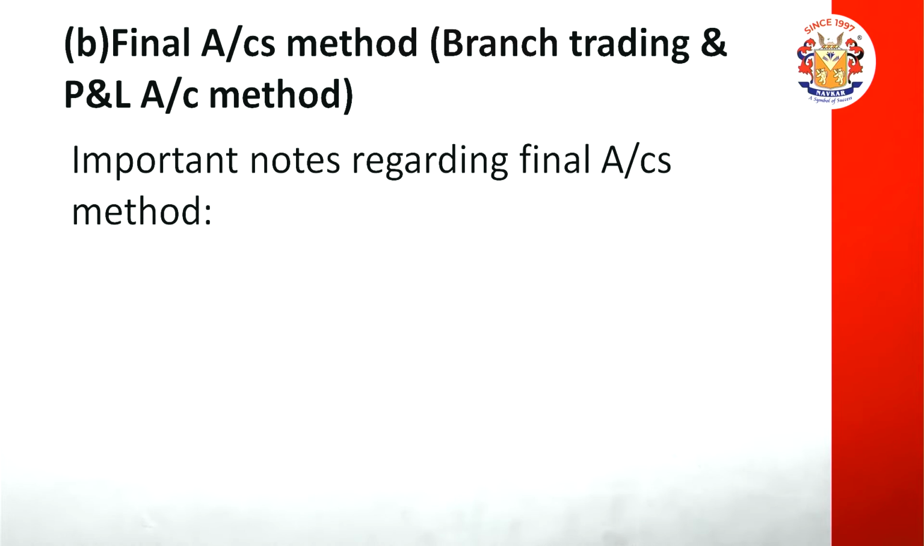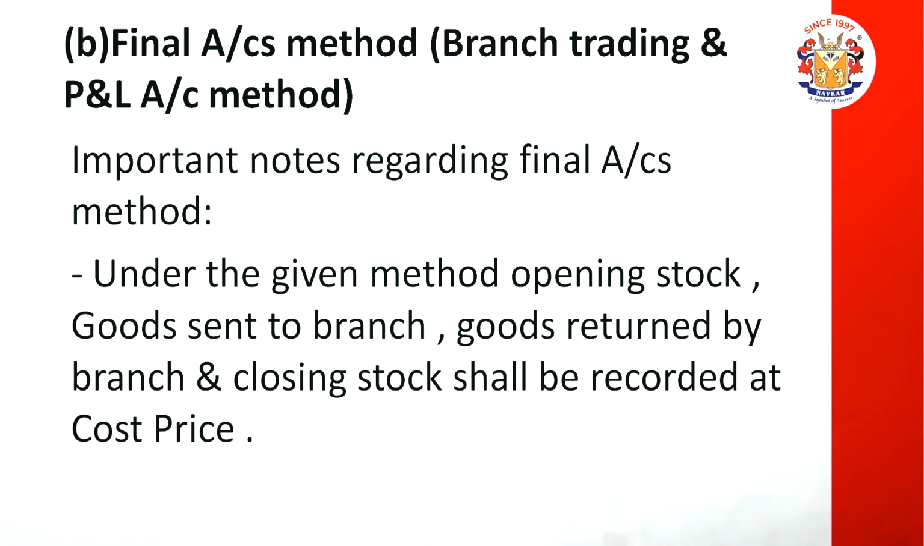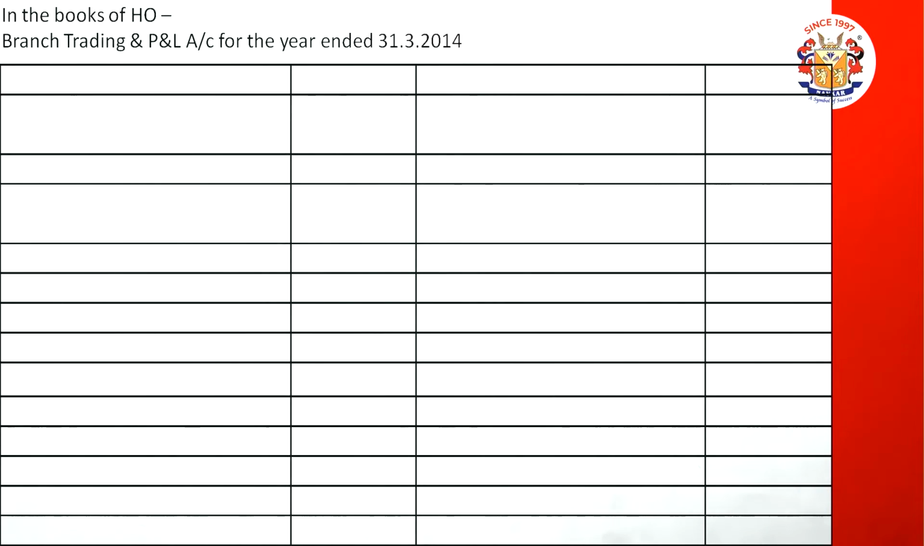First of all, important notes regarding final accounts method. Under the given method, opening stock, goods sent to branch, goods returned by branch, and closing stock shall be recorded at cost price. In the books of head office, branch trading and profit and loss account for the year ended 31st of March 2014.